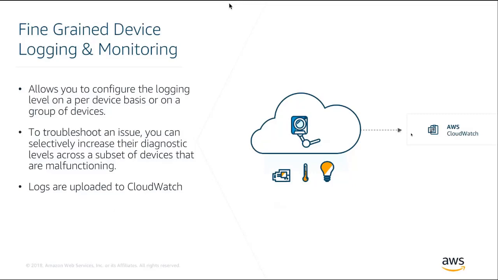In device management, we also added fine-grained device logging and monitoring. What you're able to do is turn the log levels up and down based on an individual group of devices. Based on these log levels, logs are sent to CloudWatch Logs, and you can take that information to help you troubleshoot devices, diagnose what's happening with devices, or just get additional detail based on the logs that are produced.